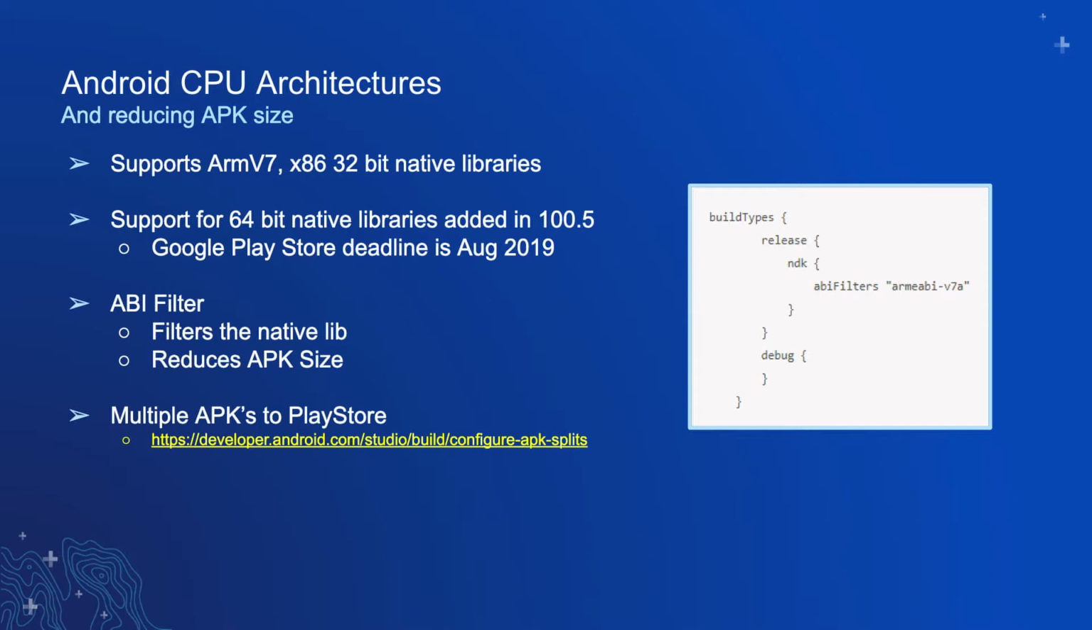One of the reasons is that the Google Play Store will not accept your app anymore if it doesn't have 64-bit libraries. I think the deadline is August, so we are pretty close now. You can take back that information: if any of your organizations are using Android apps which are still using 32-bit libraries, it's probably time to upgrade to 64-bit native libraries and then publish the app again.